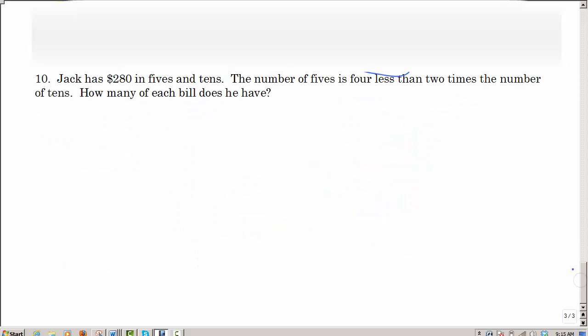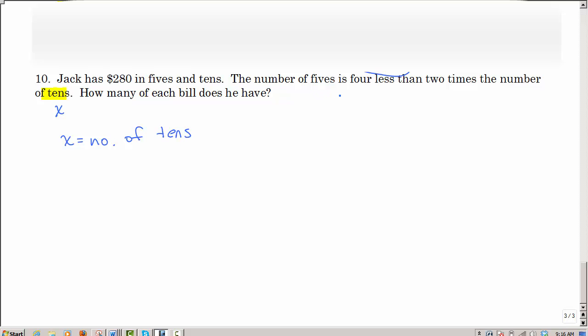Let's do another one. Let's talk about Jack. He doesn't have coins. He has bills. He has some 5s and 10s. So the number of 5s is 4 less than 2 times the number of 10s. Okay, so that's mentioned last, so that's going to be X. So X is the number of 10s.